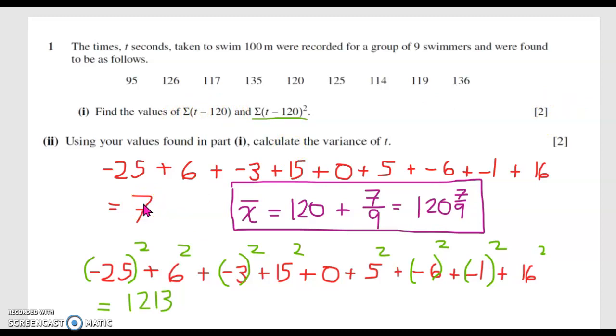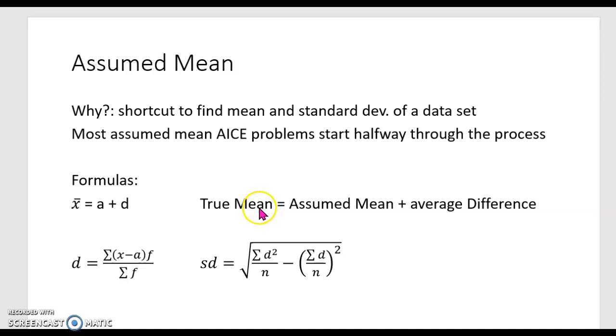They didn't even ask you to come up with the actual mean of the data set here. But if you have this sum of 7, all you'd have to do is take the assumed mean of 120 and add the number that you just got, 7, from adding up the differences, and divide by how many data points there were, 7/9. So I just combined them here as a mixed number, but 120 plus 7/9, that's the actual mean. Okay, jumping back to our first slide, you'll often be asked to find the standard deviation or the variance as well.